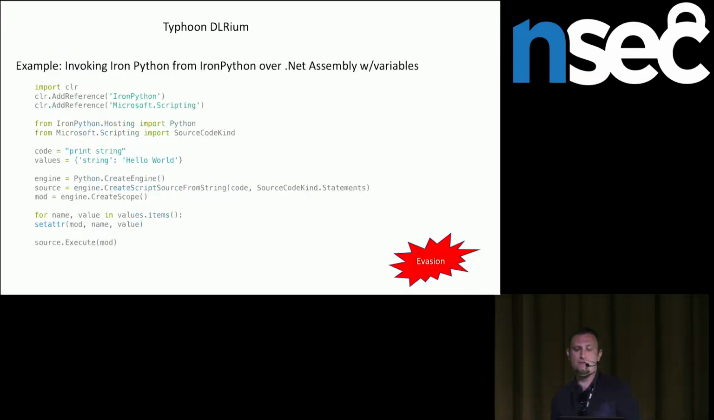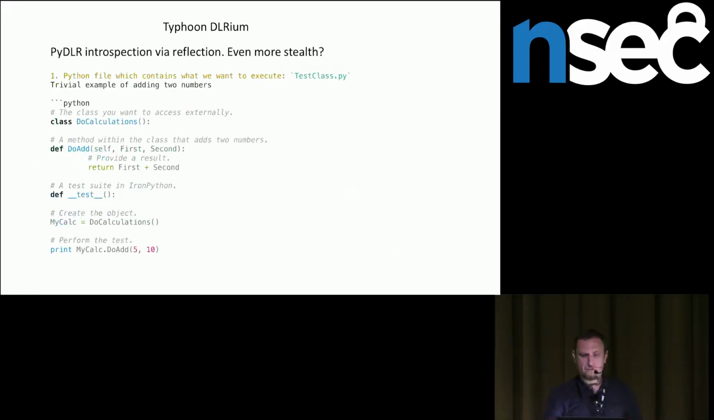And so we can even invoke IronPython from IronPython over a .NET assembly with variables, right? You can dynamically create constructs, like bring in a string, and then you say, okay, that string is going to be hello world, and then you can create a Python engine. Then you can have a script that you create from that string that you've just passed to it, and then you can reflectively execute Python code.